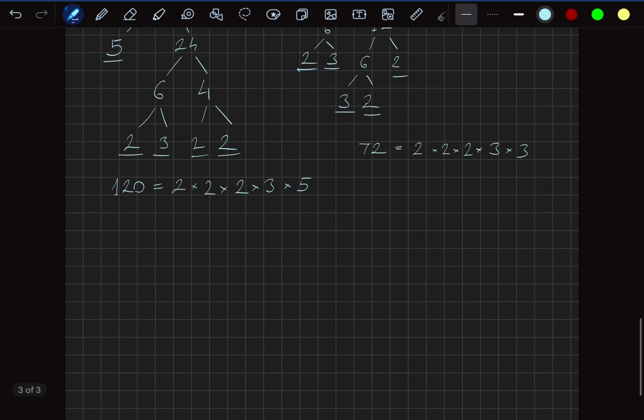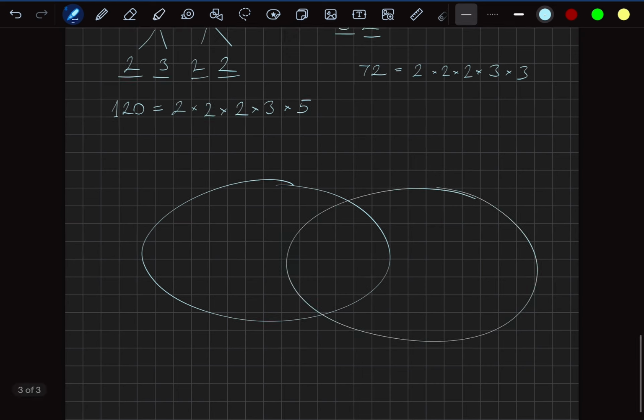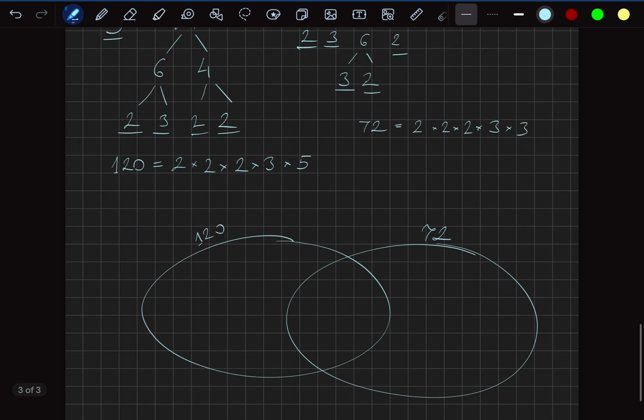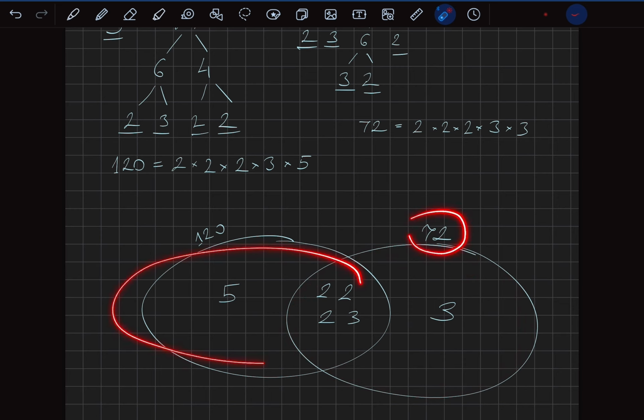We will do a Venn diagram. So basically two sets, 120 and the 72. And I will write here the product of the numbers. So the common numbers we will write in the intersection area: 2, 2, 2, and 3. 5 will come here, and 3 will come here. So if I multiply these numbers, I will get back the 72. If I multiply these numbers, I will get back the 120.